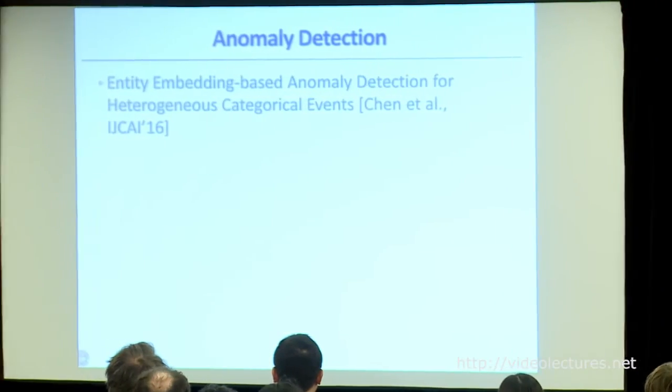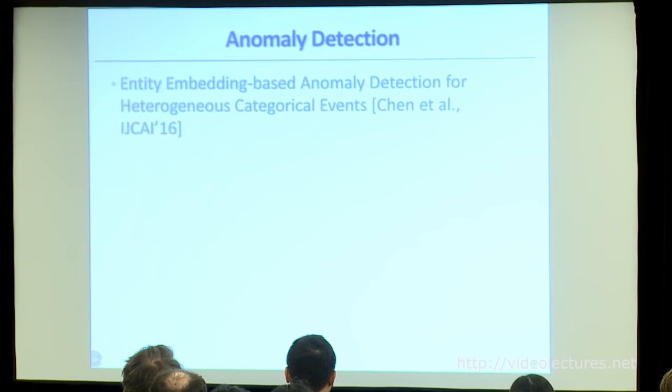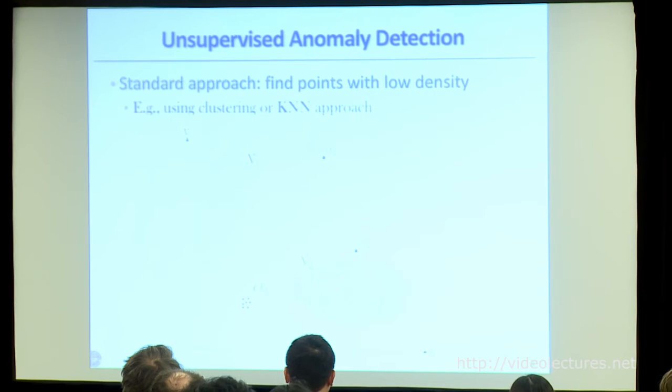So the idea is that we want to do the anomaly detection for the so-called heterogeneous categorical events, okay? So for people who do not have much background in anomaly detection, here I just illustrate this idea with this 2D data set, right? The basic idea is that if we look at this 2D data set, we can find that there are two main clusters, and there are also some data points or tiny clusters that are very far away from the two main clusters. So usually we treat them as anomalies, right?